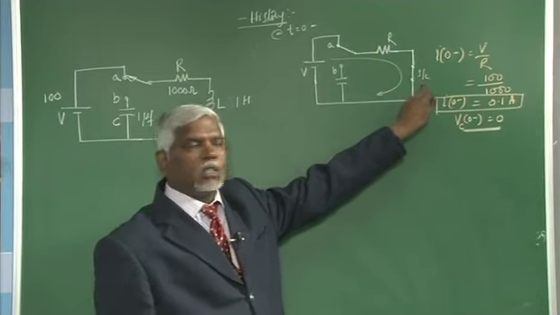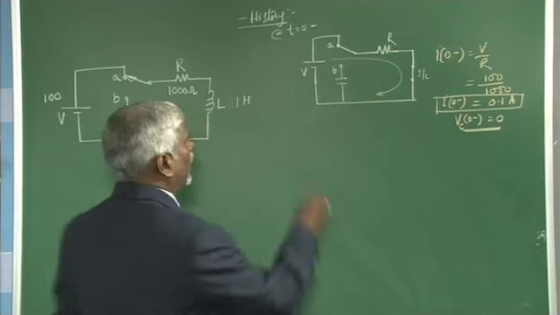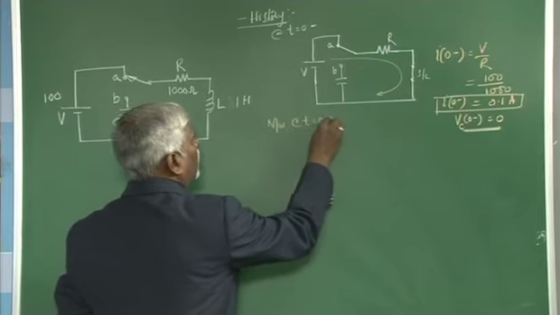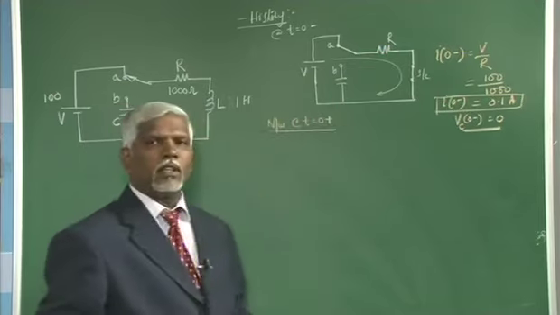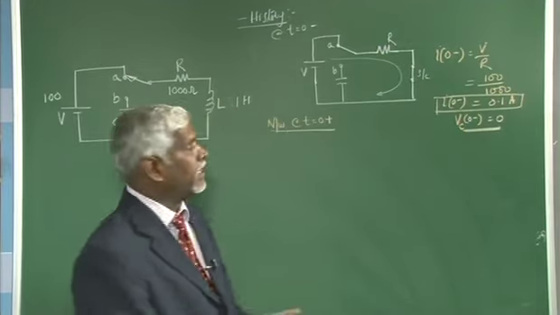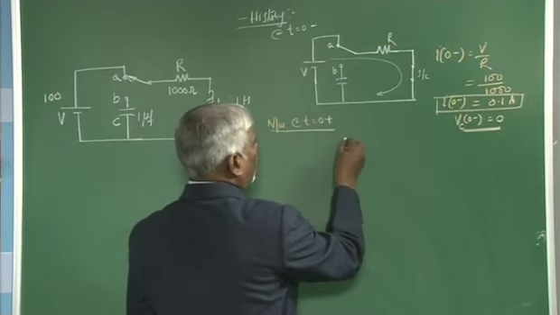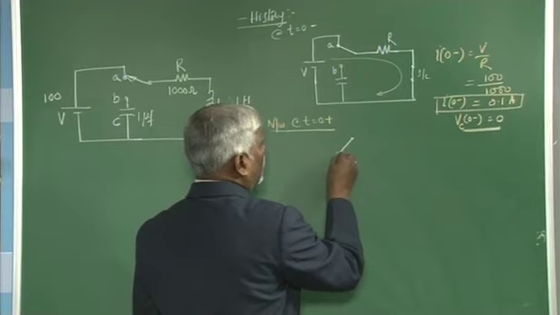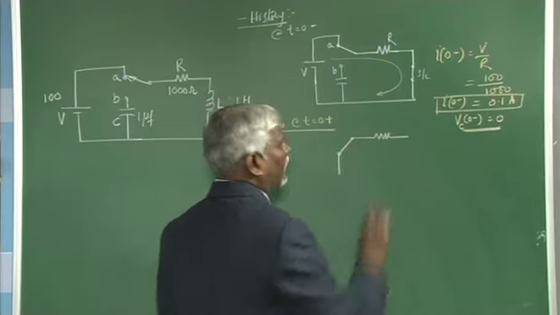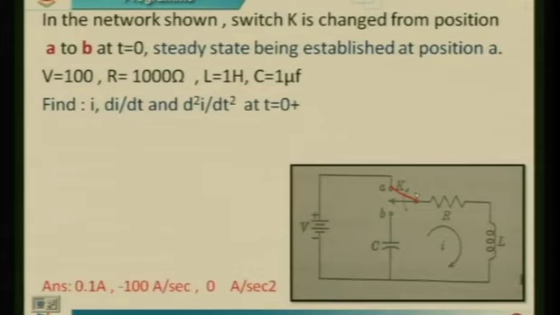At t equal to 0, the switch is moved from A to B. Write the network at t equal to 0 plus, immediately after. This is the next step we have to follow for evaluating i, di by dt, d squared i by dt squared. At t equal to 0 plus, if I write the network, the switch is moved to B, R behaves as R. You just look at the table. I will just go back once to the table.